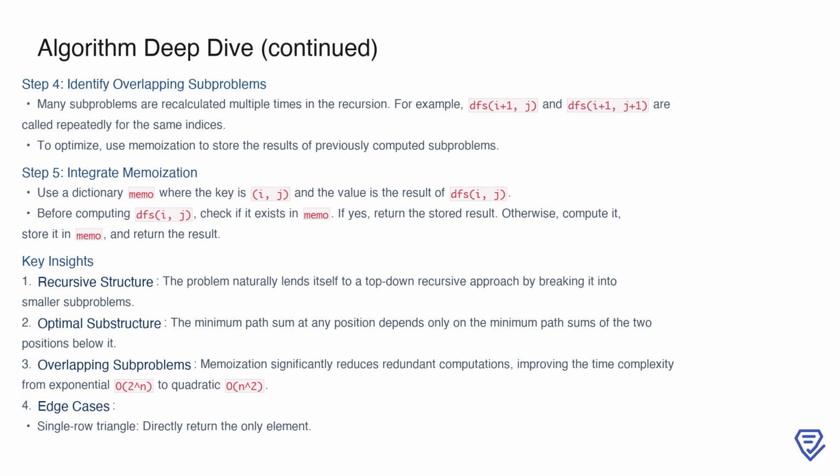This optimization transforms the exponential time complexity of O(2 to the power of n) into a far more manageable quadratic complexity of n squared, since we now compute each subproblem only once. Additionally, this approach leverages the recursive structure of the problem, its optimal substructure, and resolves the inefficiency caused by overlapping subproblems. Edge cases, such as a single-row triangle, are straightforward to handle as we simply return the only element.